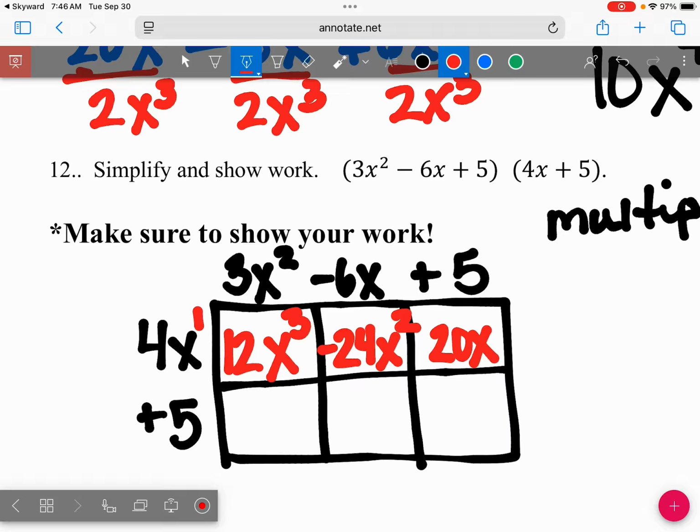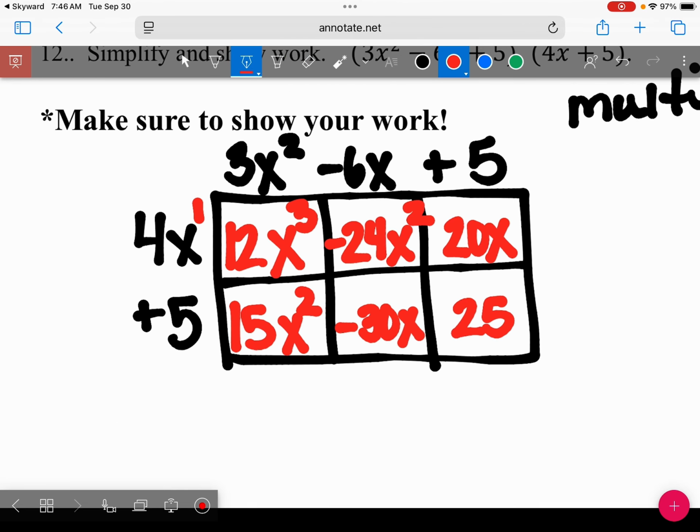Now let's go to our bottom row. 3x squared times 5 would be 15x squared. Negative 6x times 5 would be a negative 30x. 5 times 5 is 25.